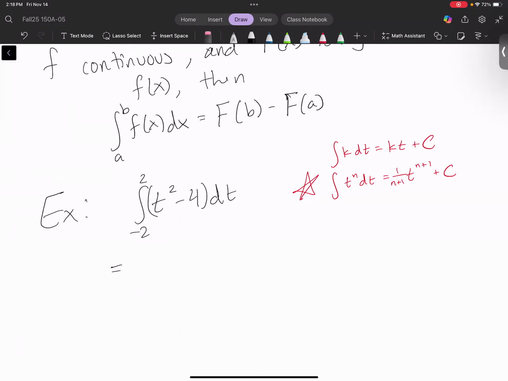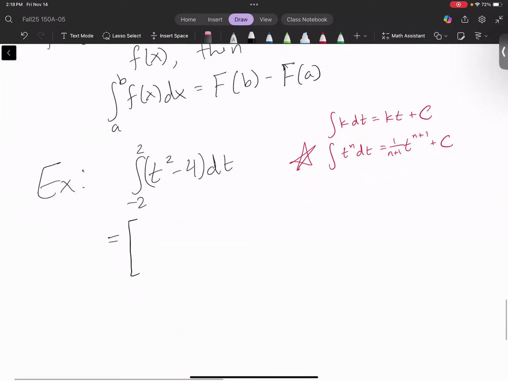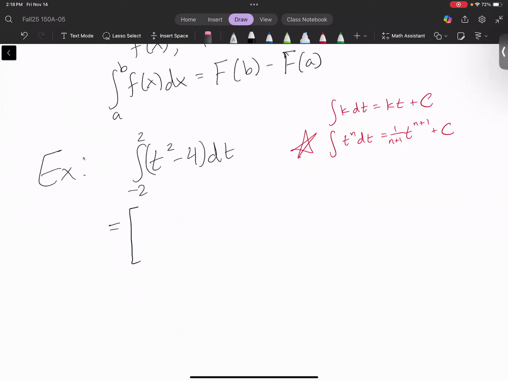So this is going to equal, and we're actually going to put this in brackets. When we were doing indefinite integrals, finding the antiderivative, we didn't do the brackets. Because we have bounds here, we need brackets, and I'll explain why. So brackets, and then we're going to put in our antiderivative here. So t squared, if I add 1 to the power, that's t cubed, and then I need to divide by 3. Okay. Add 1 to the power and then divide, or multiply by the reciprocal. Then minus 4 is simply minus 4t.